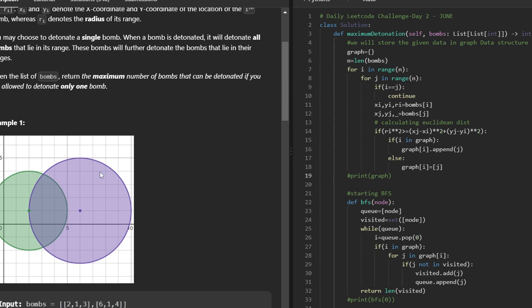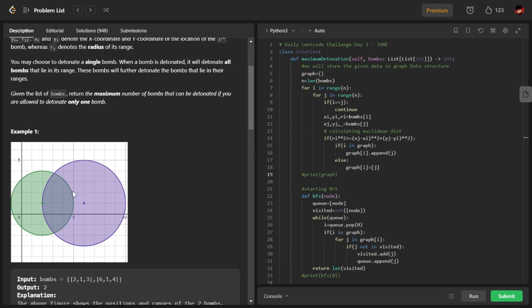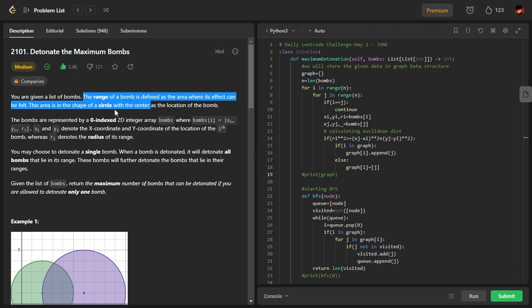In technical terms we call it a blast radius. If you have a bomb at the center, its impact can be felt along its blast radius. The blast radius means the distance, so it is in the form of a circle, and that is the basic idea of it. The bombs are represented by a zero-indexed array of bombs. Now they are giving the meaning of each of the terms.